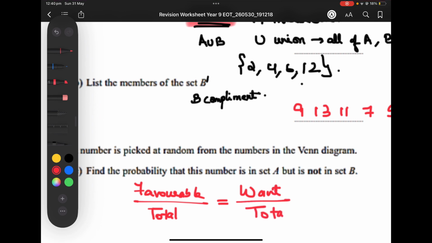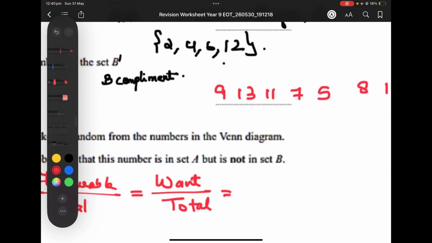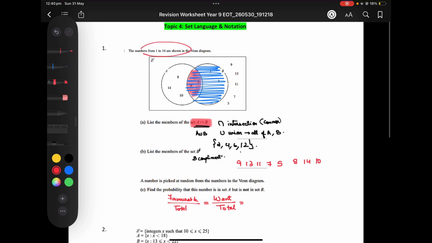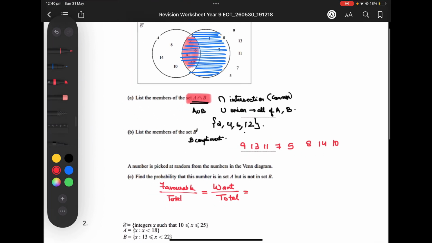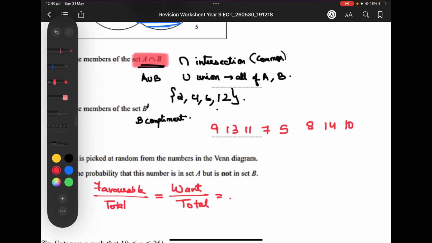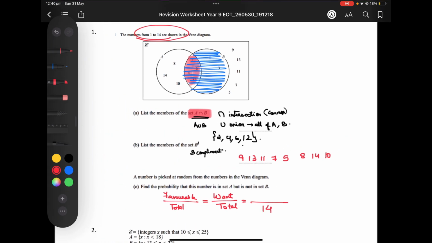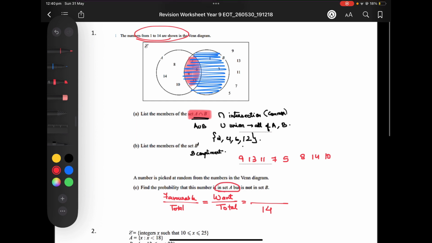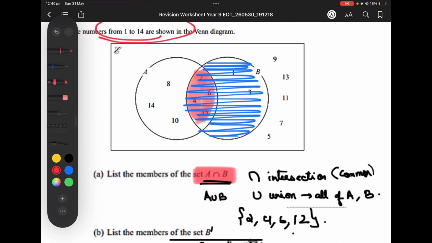The total numbers of the set are 1 to 14, as they have read it over here. So 14 is the total number of numbers given to us. Now he is asking for the numbers that are in set A but not in set B. So 8, 14 and 10 are only in set A and they are not in set B, is what we will write here.